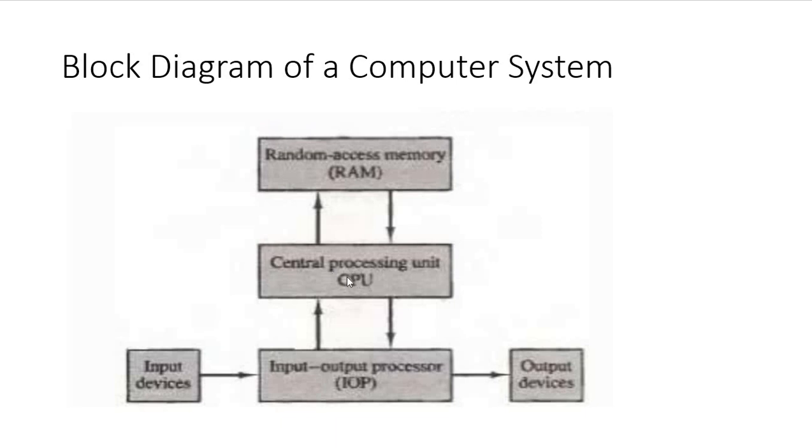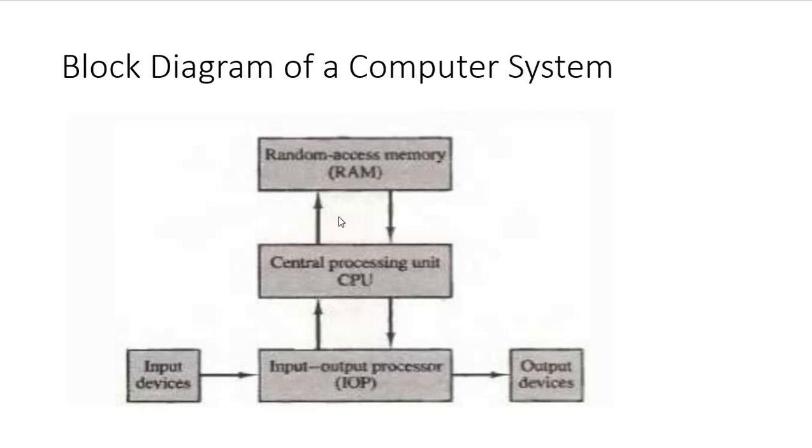This is also called a microprocessor. You might be familiar with the Intel microprocessors, AMD microprocessors and all these things. So this is actually the CPU, central processing unit. The central processing unit will be able to directly access the random access memory, which in short is called RAM. This is also called the main memory of the system.